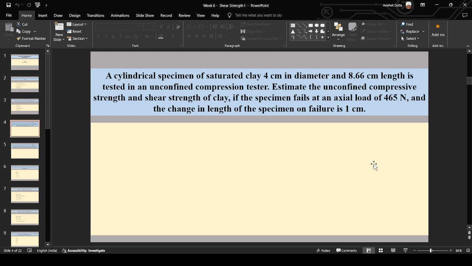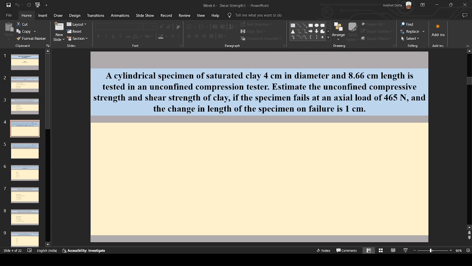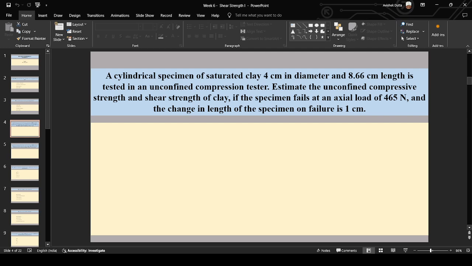I'll repeat the question. A cylindrical specimen of saturated clay 4 cm in diameter and 8.66 cm in length is tested in an unconfined compression tester. Estimate the unconfined compressive strength and shear strength of clay if the specimen fails at an axial load of 465 Newton and the change in length of specimen on failure is 1 centimeter. I hope the question was clear. I'll go to the next question.